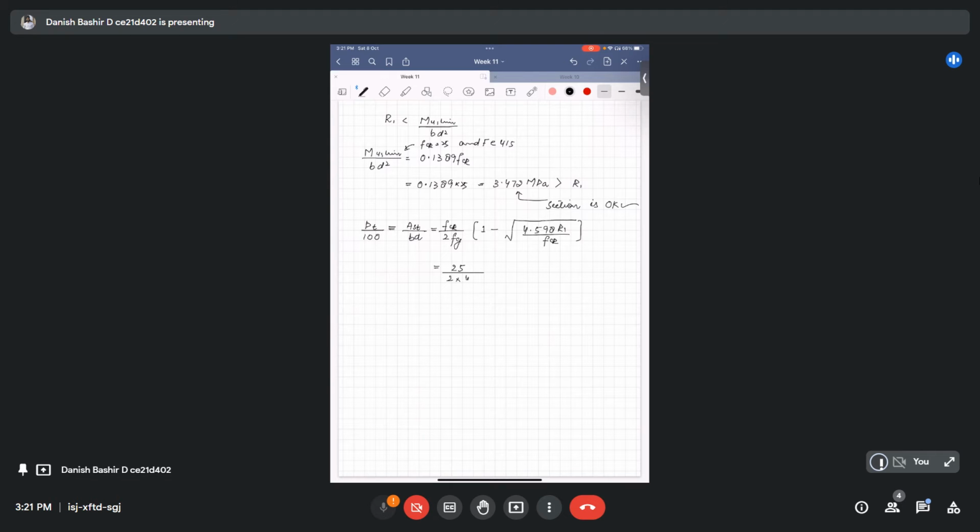25 by 2 times 415, 1 minus square root of 1 minus 4.598 R1, which we calculated above as 2.76, divided by FCK, which is 25. So solving it, we will get PT by 100 as 0.866 times 10 to the power minus 2.